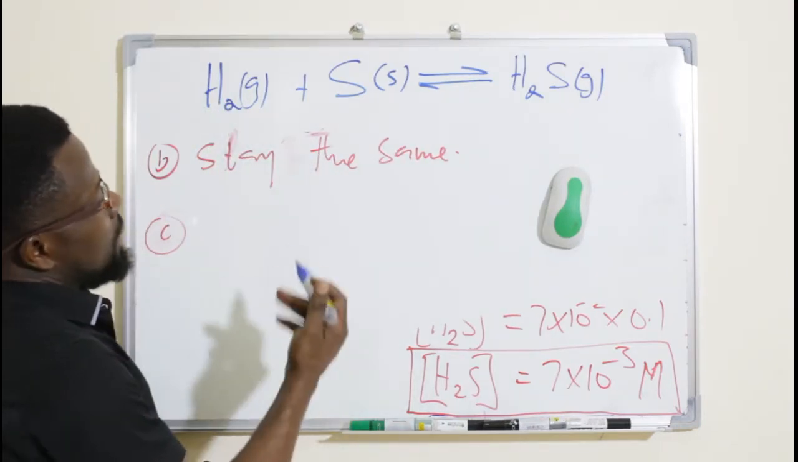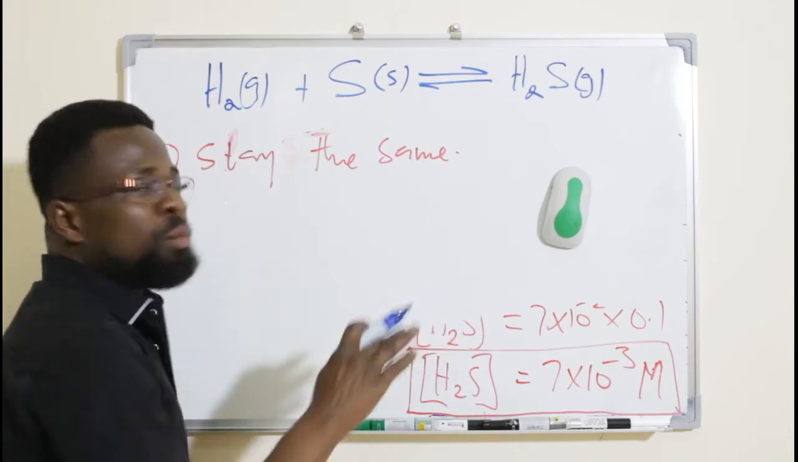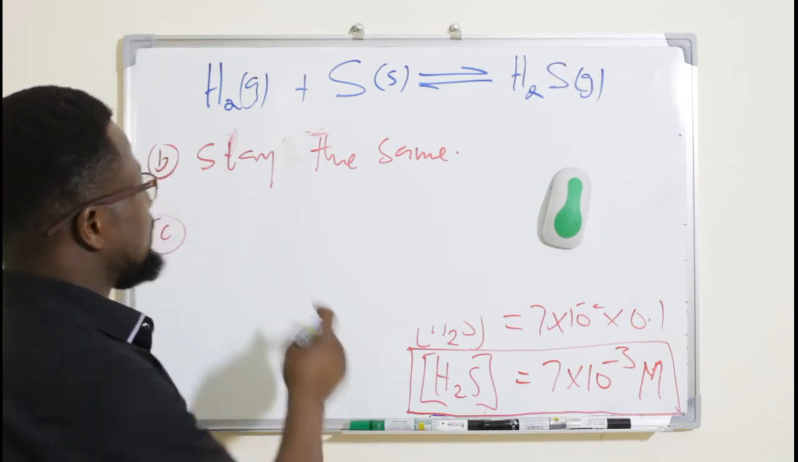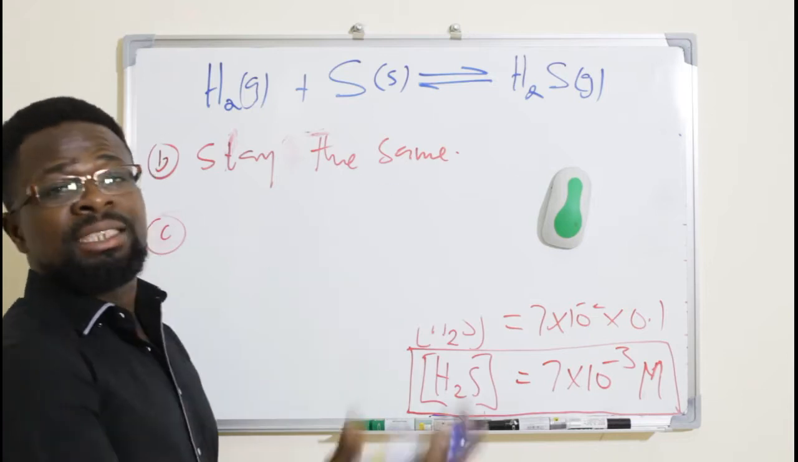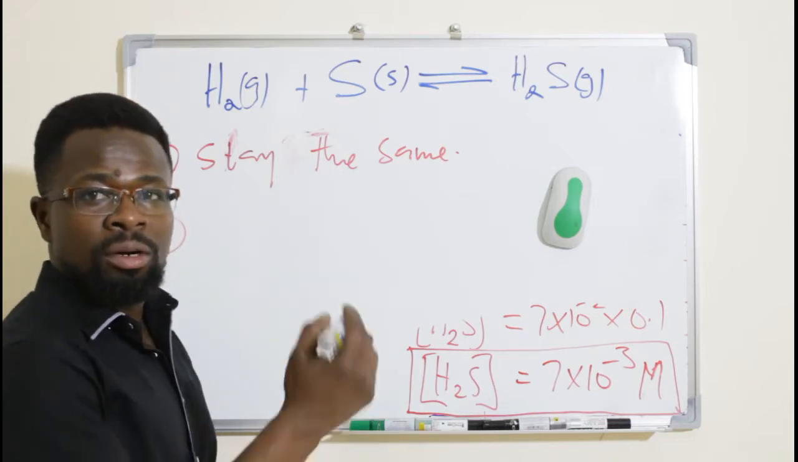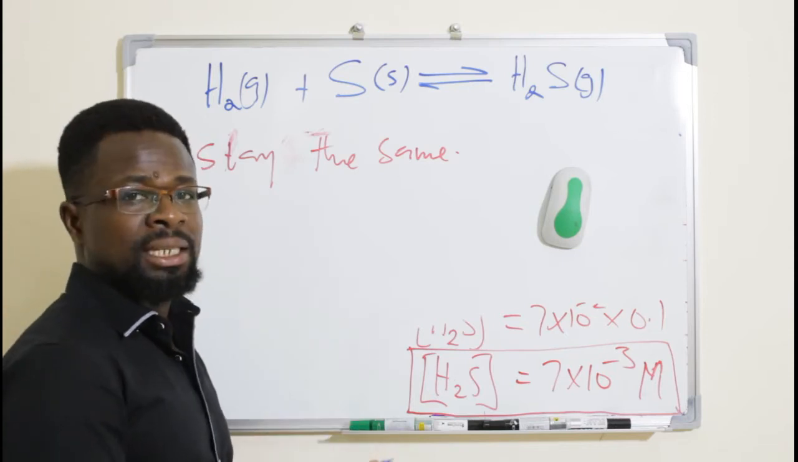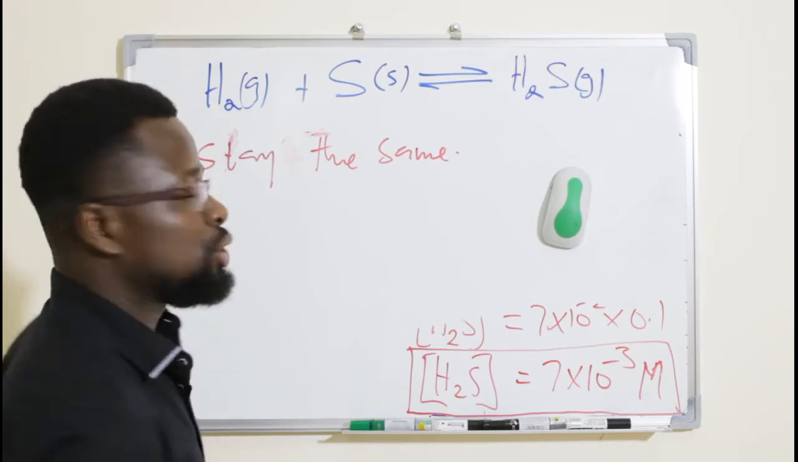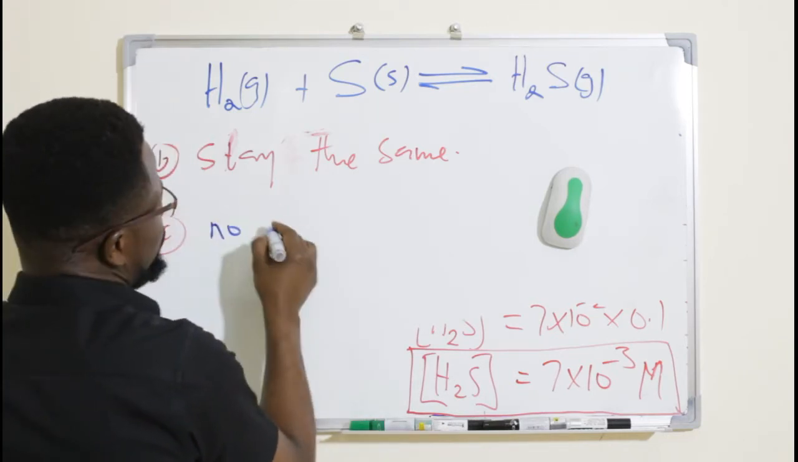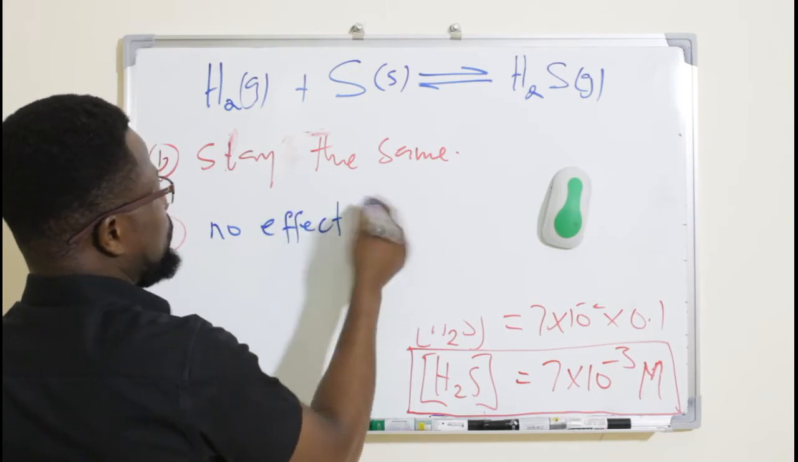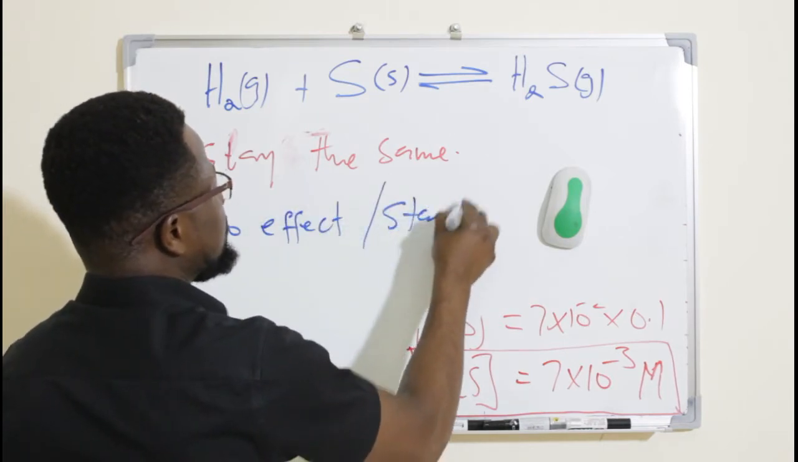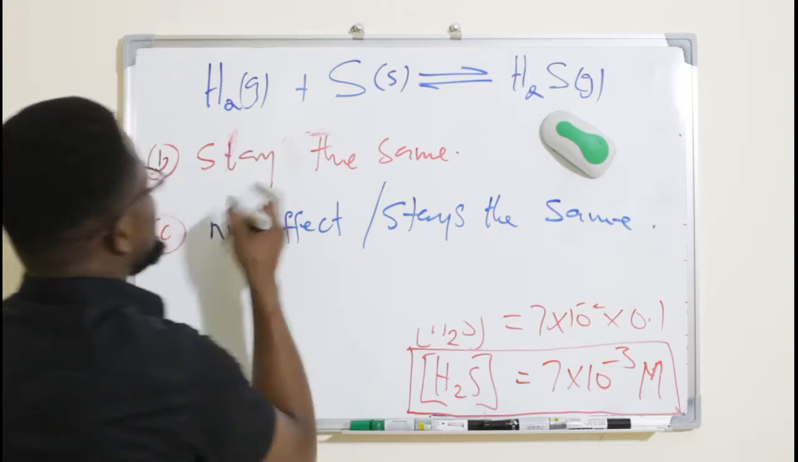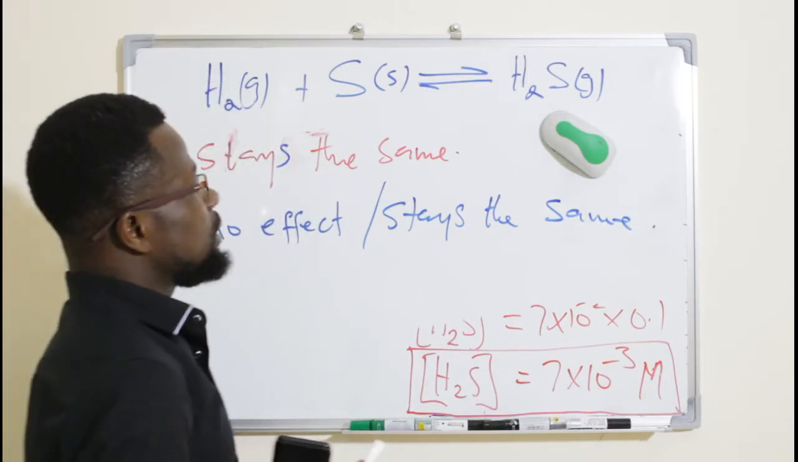Okay, so let's move on and see. Since we said pressure does not affect the calculation of the Kc value, it simply implies that if we decrease the container, it will have no effect on the Kc value. And if the Kc value remains the same, therefore the H2S value will also remain unchanged. So we say no effect, or we say stays the same. Okay, I think the first one also is stays the same.